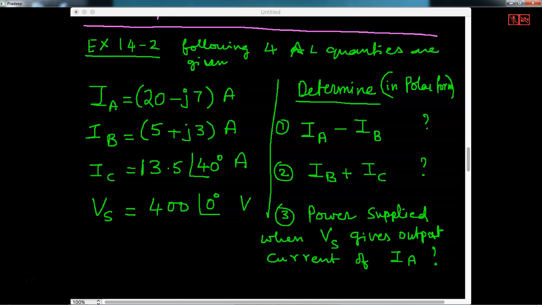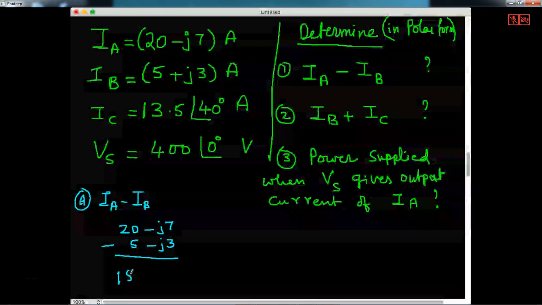IA minus IB is 20 minus J7 minus 5 minus J3. So this minus will be multiplied for both minus 5 and minus J3. So this total will become 15 minus J10. So what is 15 minus J10? This we have to convert into polar form. So how to convert to polar form?